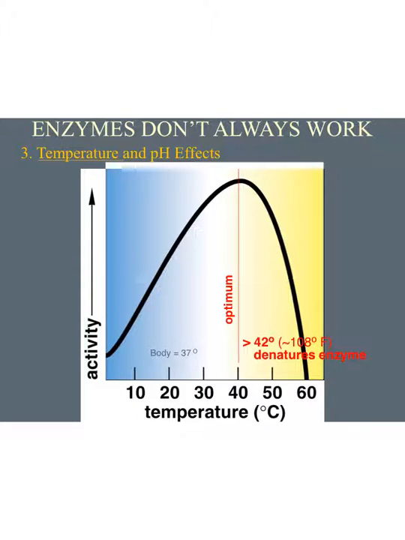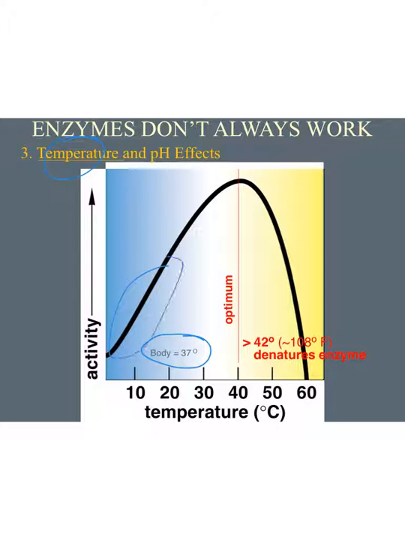All right, now enzymes don't always work. They have optimum conditions at which they work best. And one of the factors that affects enzyme activity is temperature. So enzymes can easily be denatured or destroyed if temperatures get too low or too high. So most of the enzymes in your body work best at 37 degrees Celsius because that is your body temperature. That is the optimum range for your enzymes to function at their maximum capacity.